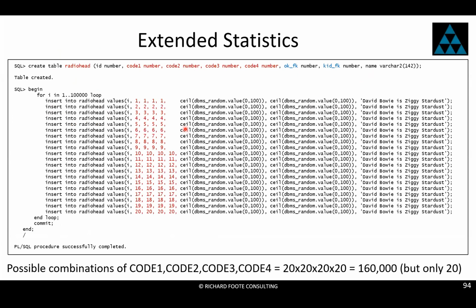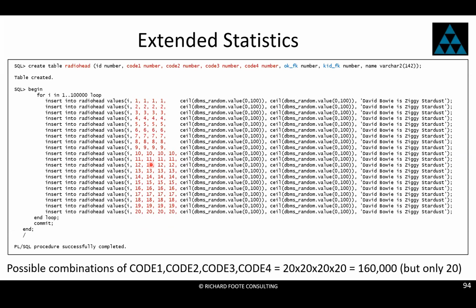Now, another form of data skew is when you have relationships between data. And maybe it's not a histogram that we need, but what's called extended stats. So I've got a very basic example just to illustrate this point, nice and simple. I've got 4 columns, code 1, 2, 3, and 4, and they all have 20 distinct values, but there's a relationship between these columns, meaning that actually they're all the same. So all the values are always the same in each of these.